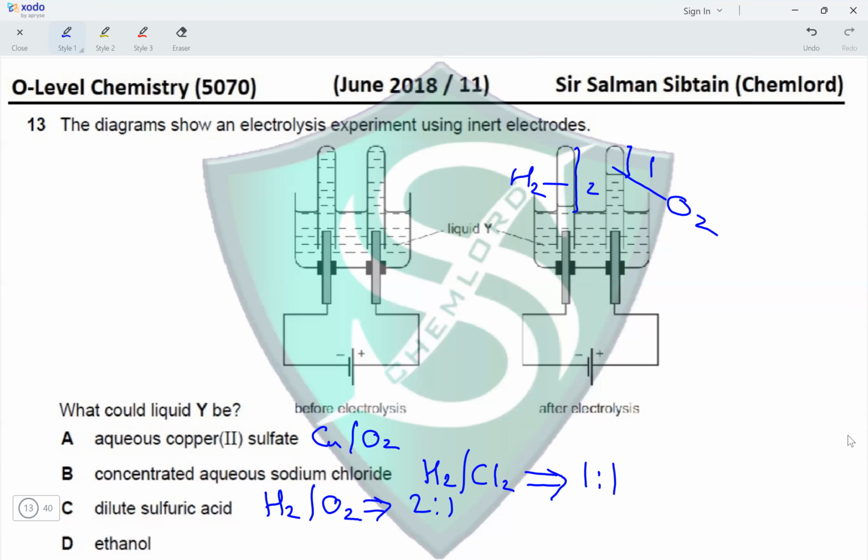So with this done, option C is the correct option for this question, because option C has hydrogen and oxygen gases produced in the ratio 2:1, which is represented by the gas collected in the two tubes after electrolysis has been completed.